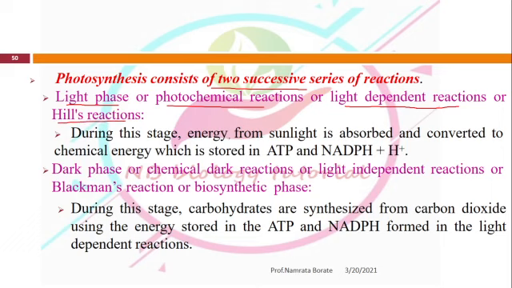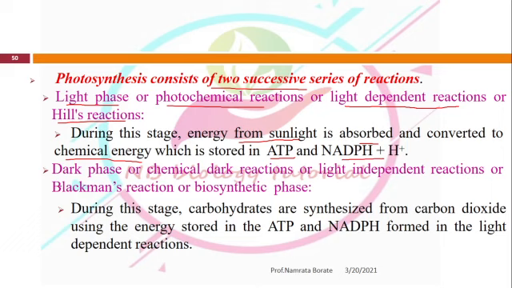During this stage, what happens? The energy from the sunlight is absorbed and converted into chemical energy. That chemical energy is in the form of the ATP molecule and the NADPH2 molecule.